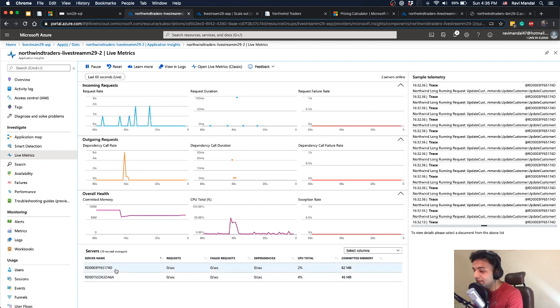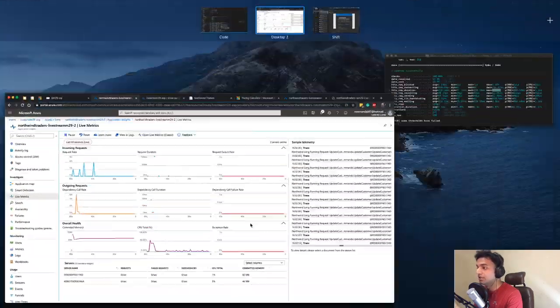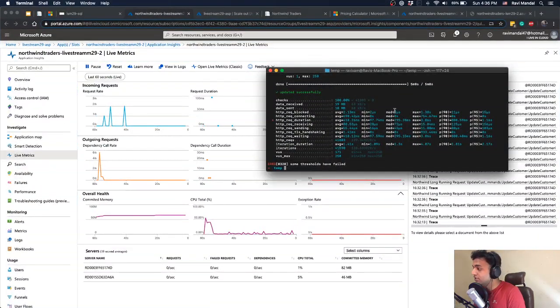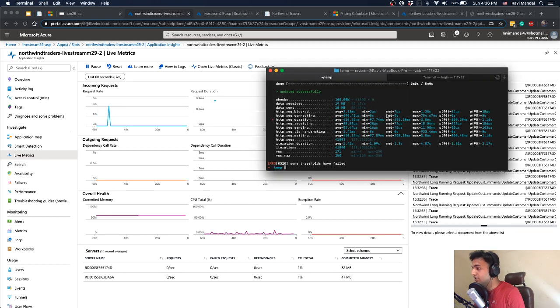As you can see, before it was one server, now I have two servers running at the same time. So in this case, if I run the same load test scenario, I believe the performance will be pretty good. I can show you that as well. So let's take a screenshot of this, or maybe I can just run it in a new tab.